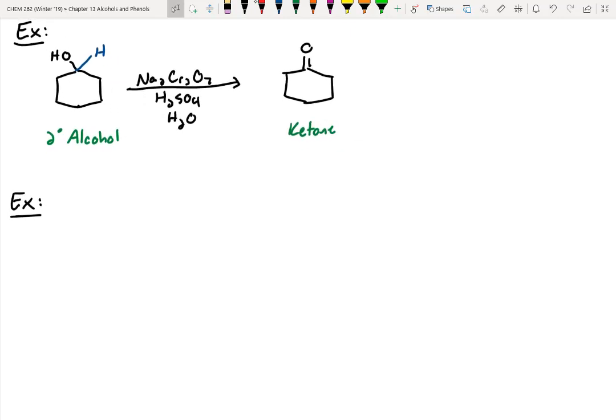I'll show you the mechanism. It's kind of hand wavy though, so bear with me on it. We'll get there.